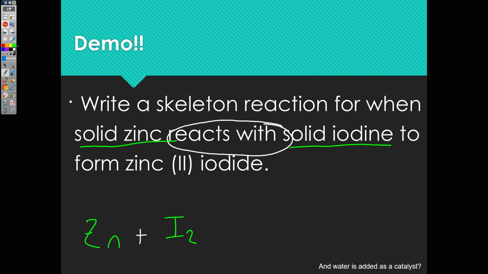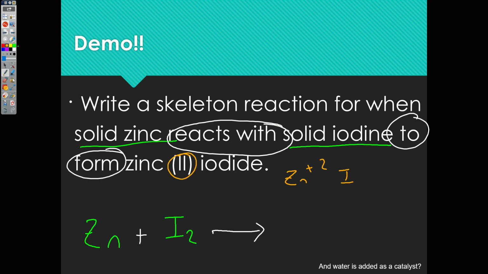To form is the next part we get to. To form means that we're going to have an arrow. And then it says zinc 2 iodide. Zinc 2 iodide is a compound, so for a compound we need to switch our charges. So I have zinc, which has a charge of 2, and iodine, which has a charge of -1. Those swap, and then this becomes ZnI2.